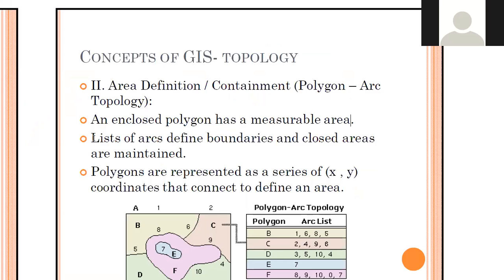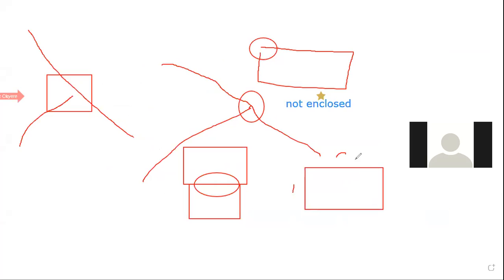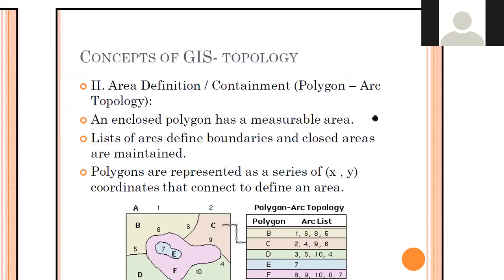Also, a list of arcs defines the boundaries and enclosed areas are maintained. So polygon arc topology is dealing with a polygon. The polygon has to be enclosed before you can measure the area, and the polygon itself is made up of a list of arcs, so that one side of the polygon is actually an arc. So here we have how many? We have one arc here, the second arc, the third arc, then the fourth arc here. So arcs 1, 2, 3, and 4 are enclosed to form the polygon, and it's part of the polygon arc topology.